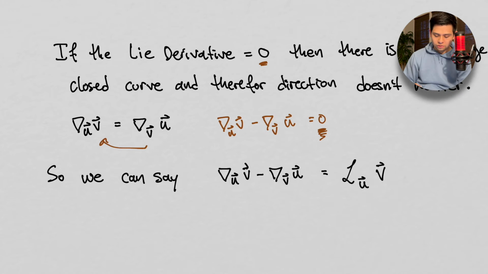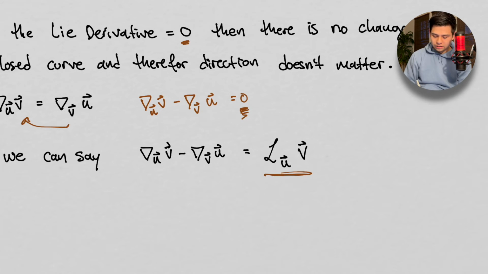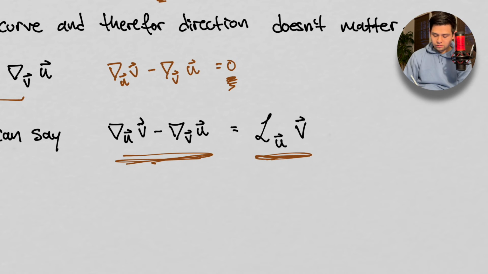So what we're going to say here is that this is the Lie derivative, and this is the covariant derivative. And remember, this tells us something about closure of the curve, and this tells us something about parallelism. Because again, the covariant derivatives tell us how things deviate from parallelism. This thing tells us how there's a deviation in closure.